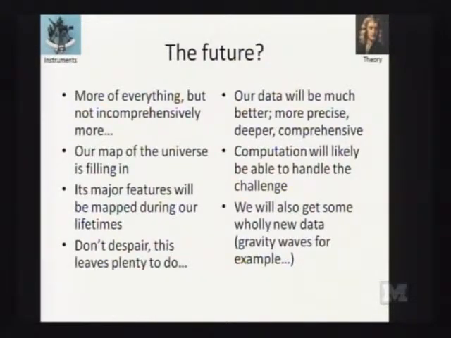The second thing is that our data will become much better. They will be more precise. They will be deeper, they will be more comprehensive than they have ever been before. And I'm happy to say that, at least at this point, it looks like computers will continue to advance faster than astronomers do for at least a while, so that we'll be able to deal with this data when it comes in.